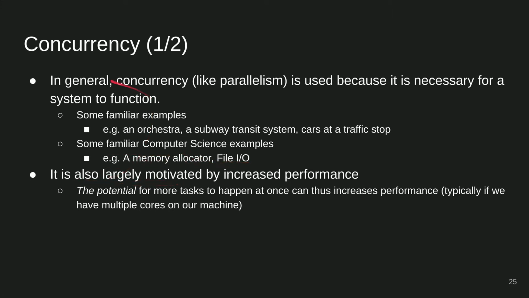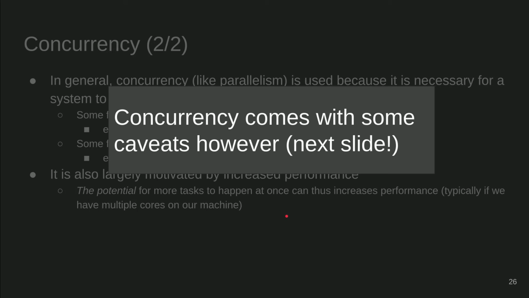Okay. Another thing with concurrency, these are examples largely motivated by increasing performance. So again, the potential for more tasks to happen at once means you can do more things in parallel, thus speeding up your program. And that's exactly what Amdahl's law is. Okay. So this all sounds great. Let's write concurrent programs, but this does come with some caveats, however.